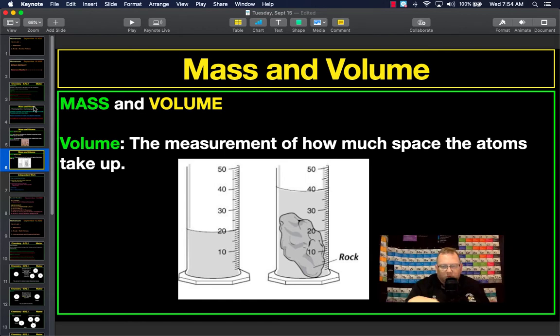So here we've got the water, the 20 milliliters of water, and according to the graduated cylinder, the rock is also 20 milliliters. So the two of them together make 40 milliliters of space. So mass is the amount of matter, the amount of atoms. Volume is how much space those atoms take up.